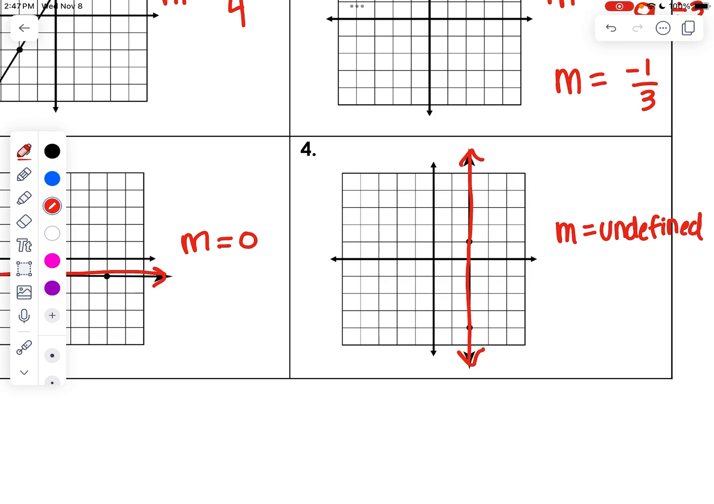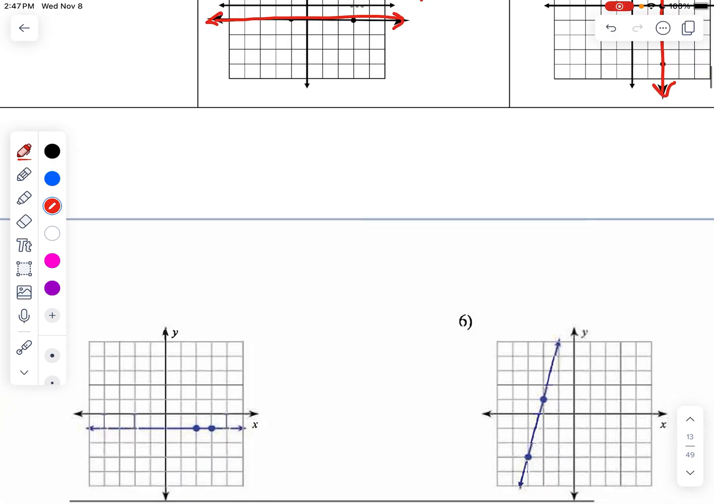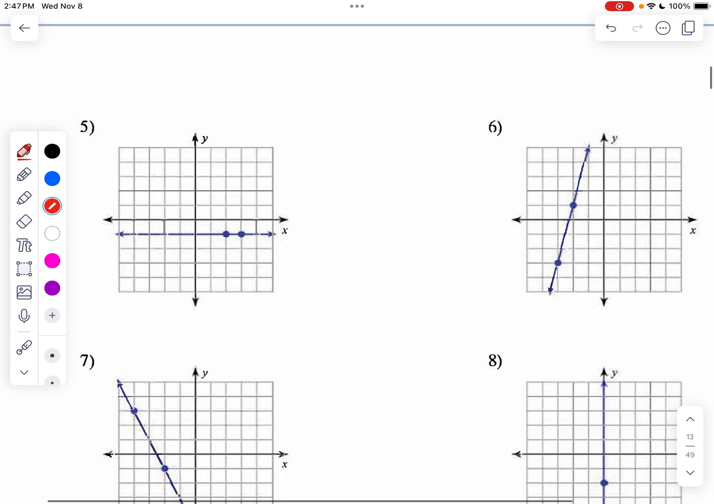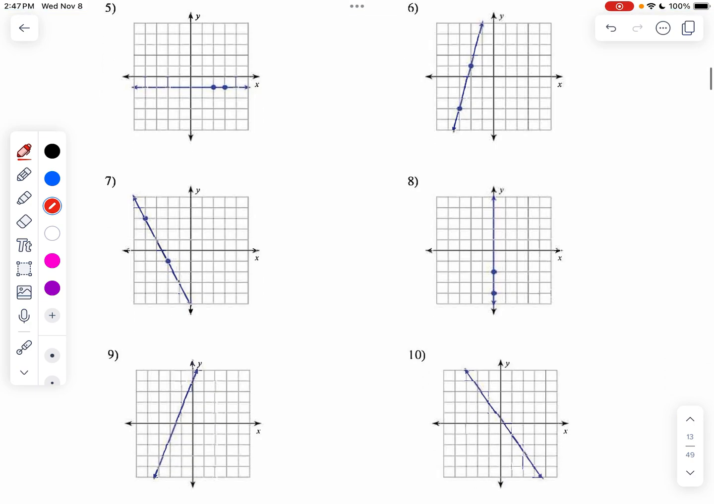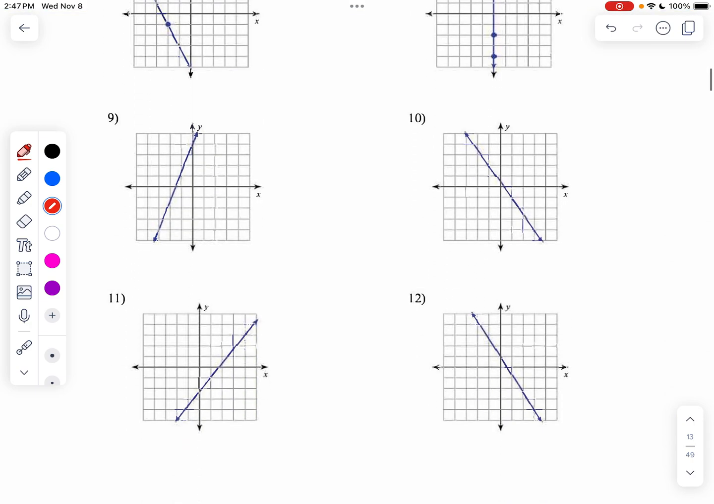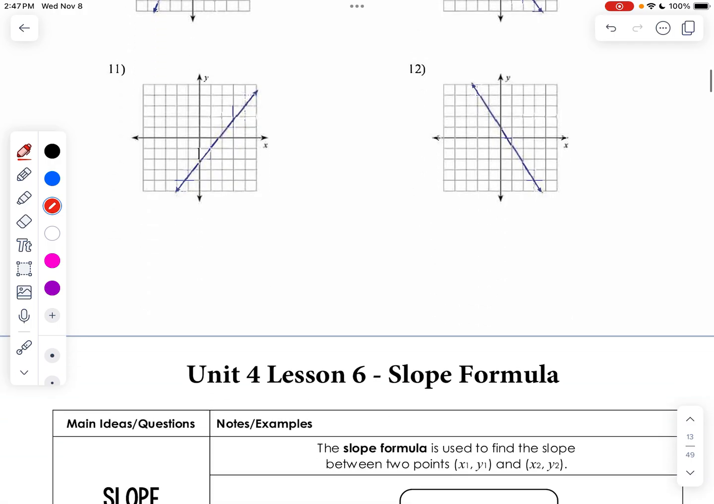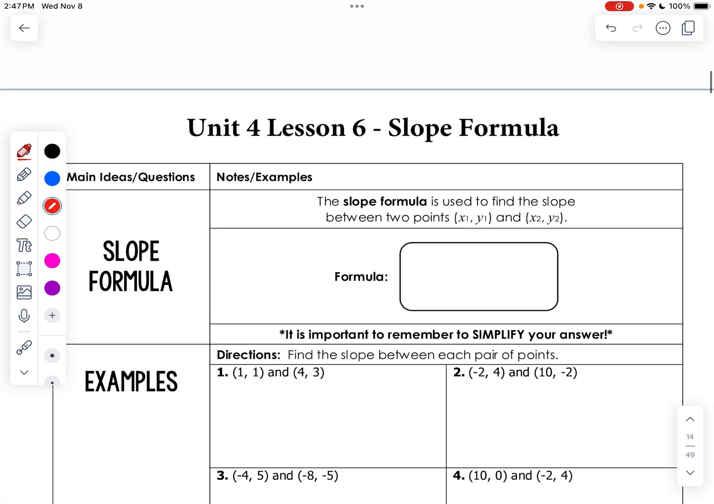Okay, next page, number 5 through 12. I'm going to have you guys try 5 through 12, and then check this with me when you're done. And then we're going to go on to lesson 6.